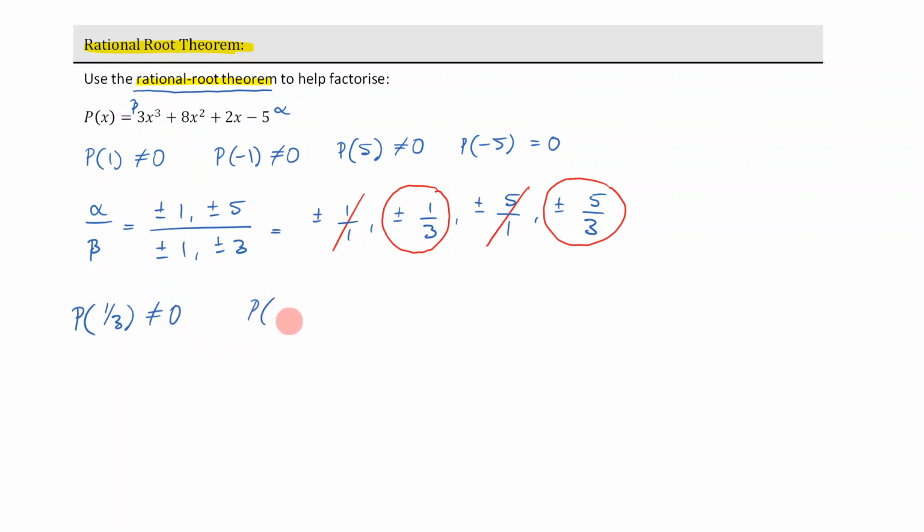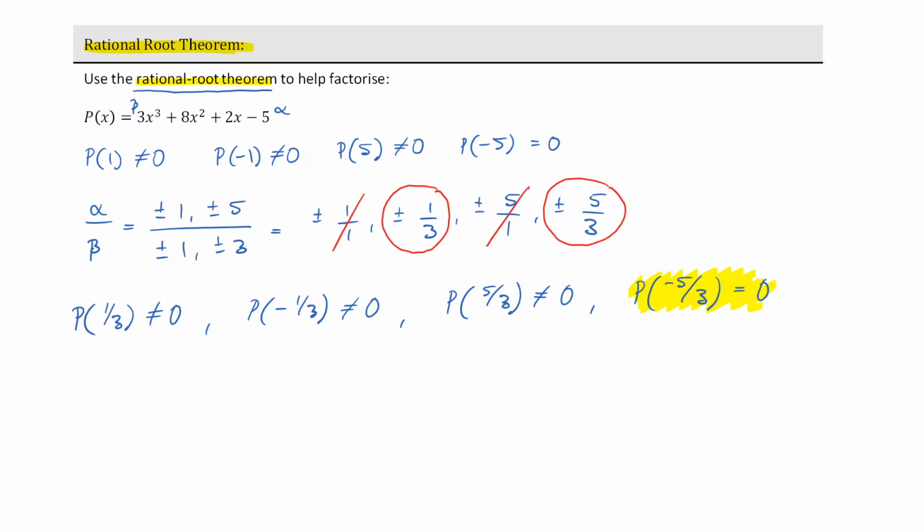If you went p of -1/3, you're also going to find out that that does not work. If you were to sub in p of 5 on 3, you would likewise find that does not work. And then lastly, if you were to go p of -5 on 3, you would find that that does work. So this is our one that works here. So this is it, which is very nice.